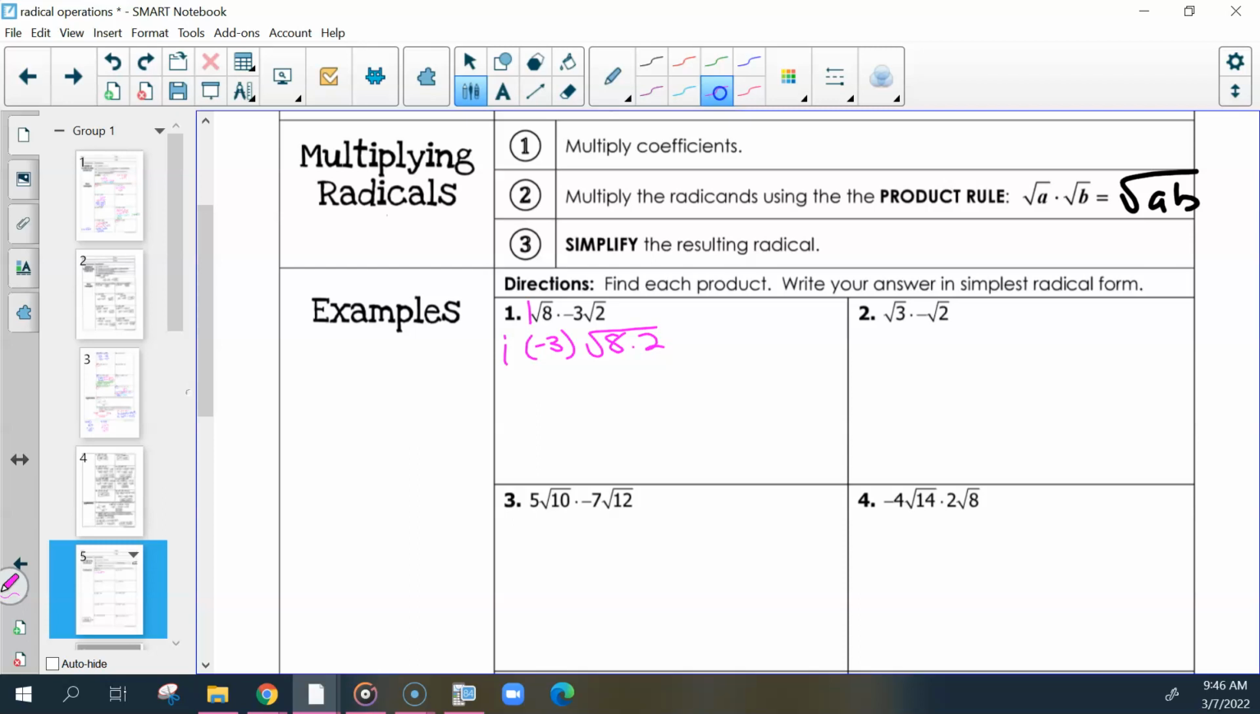So what would the outside be? Negative 3. What would the inside be? The square root of 16. We can simplify the square root of 16 without the perfect square to just 4. So our final answer here would just be negative 12. Sometimes that happens and the radical completely goes away, sometimes it doesn't. What questions do we have on that first one?